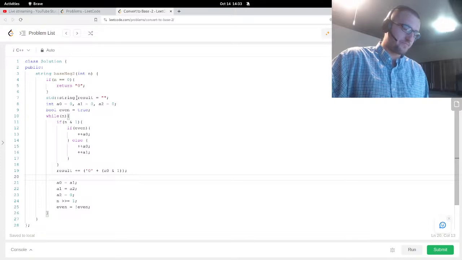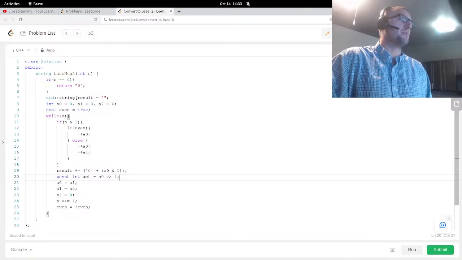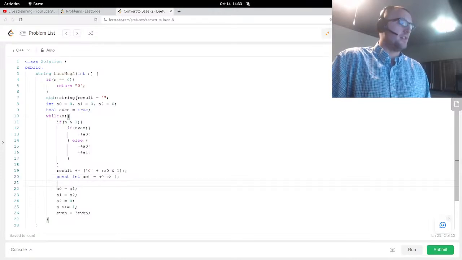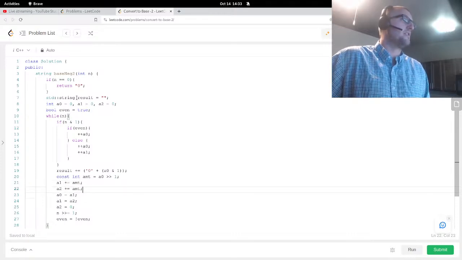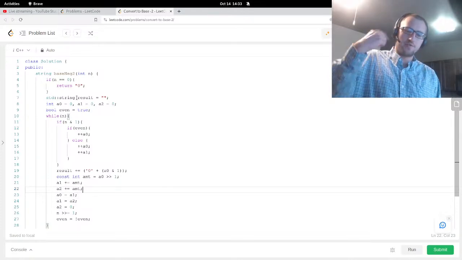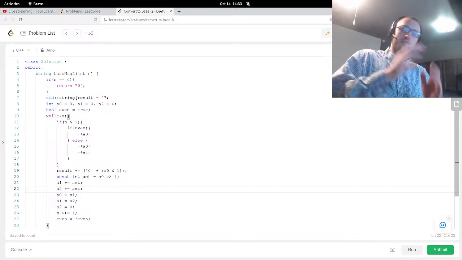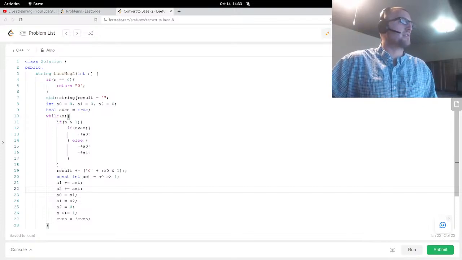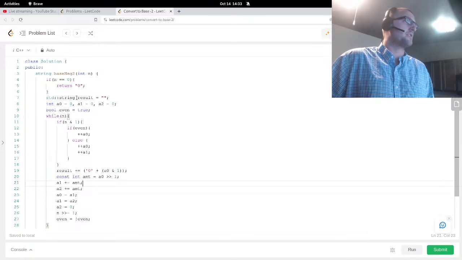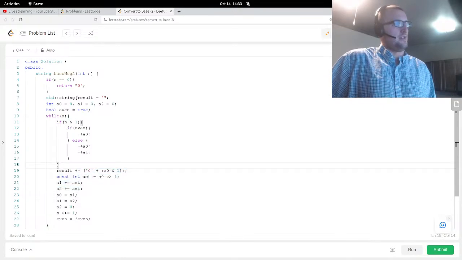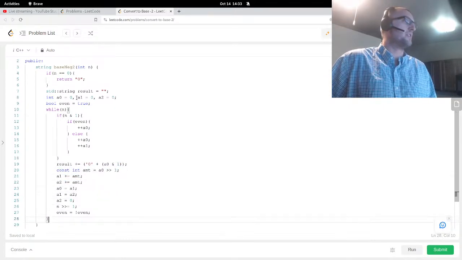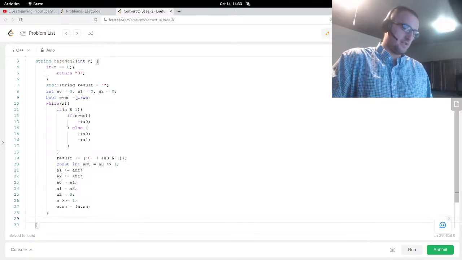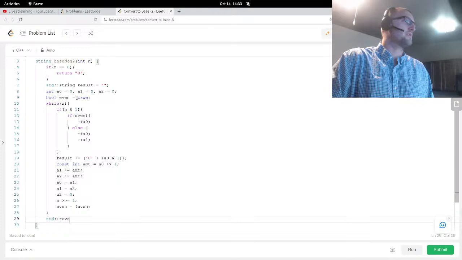So we're going to say const int amount is going to be a0 bit shift by 1 to divide by 2. And we're going to take a1 plus equals that amount and a2 plus equals that amount. This is what I was saying before. You would add 2 to the spot or add 1. So a plus 1 and a plus 2 are exactly an a plus 0, right? So increment a1 and a2 and then update. And then shift everything forward. Yeah, something like this. And then finally, reverse the result.